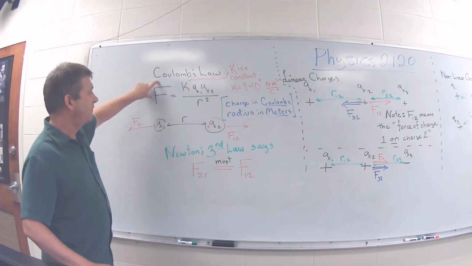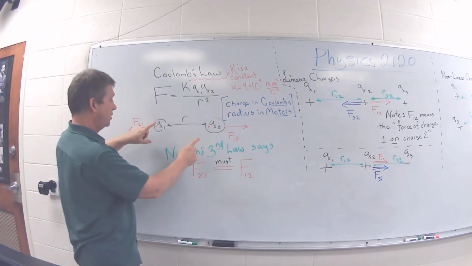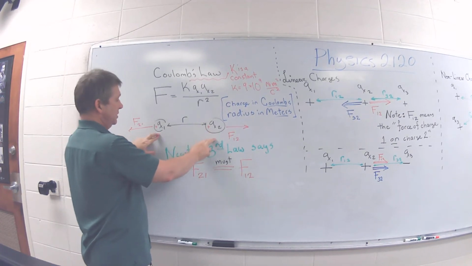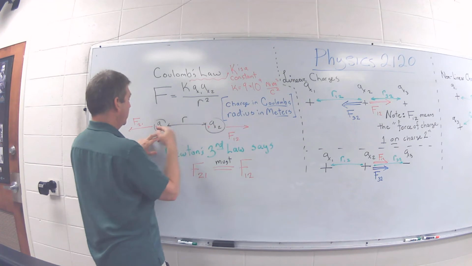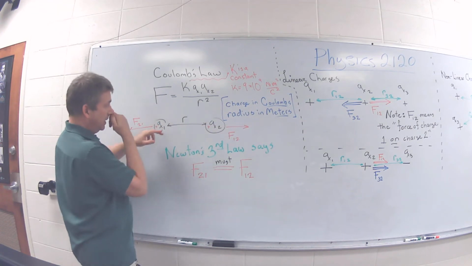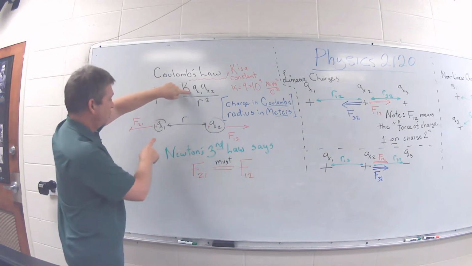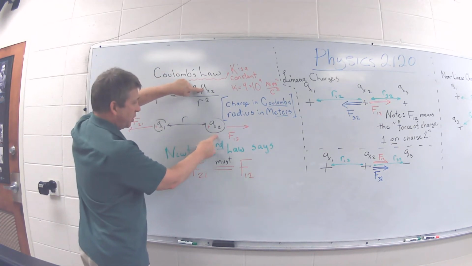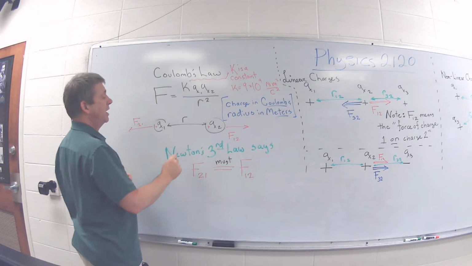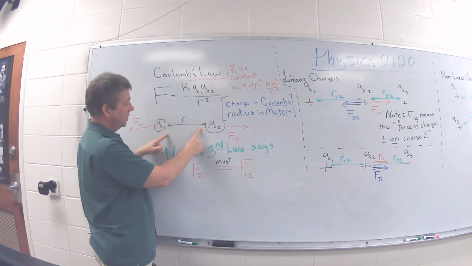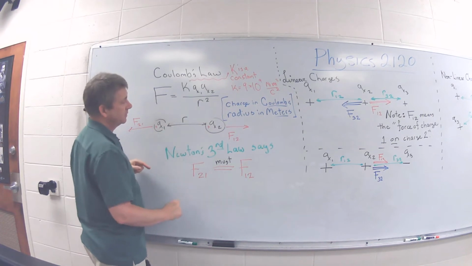Coulomb's law says that the force between two charges, here's a positive charge and here's a positive charge, the force that pushes this one that way and this one this way, is a constant, K, times charge 1 times charge 2 divided by the square of the distance between them, also known as the radius.